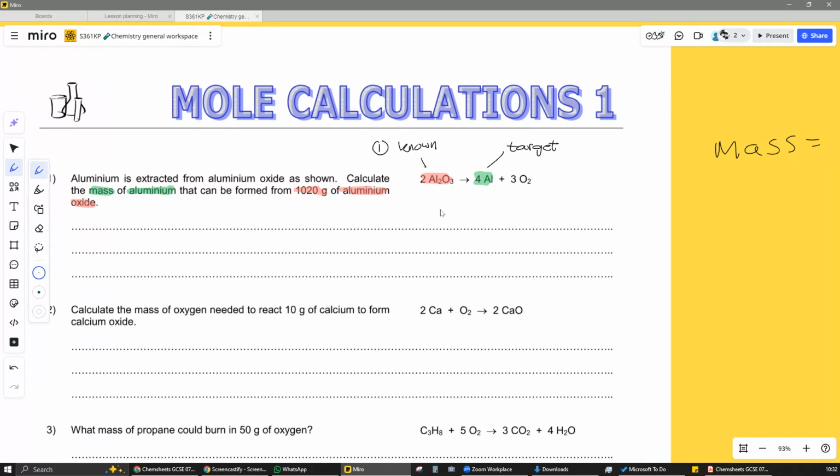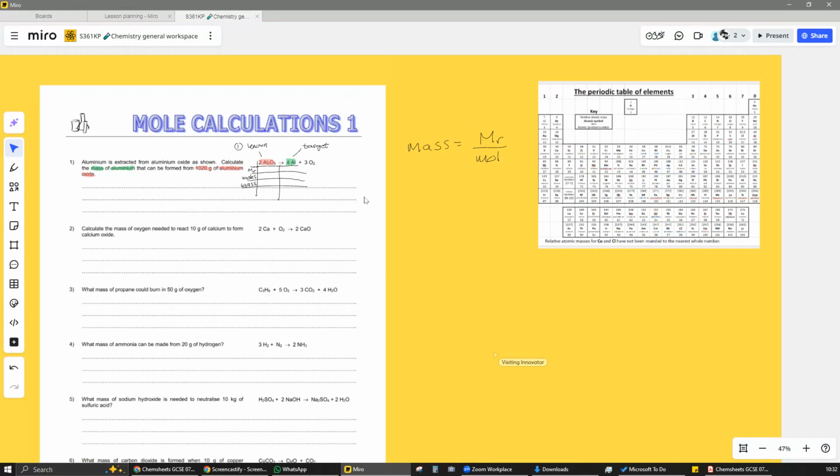The second step is to start to find information about these different substances. So we want to first of all find out what is the molar mass of each one. We're then going to use the molar mass to find out the moles of the target substance, because we already have the mass. So we're going to first of all find out what the molar mass is for each one.